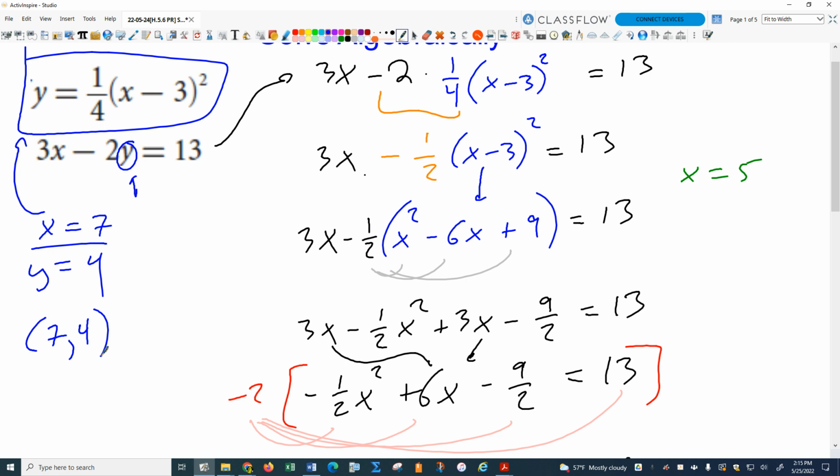How about my other option? I've got x equals 5. If I plug that into the top one, 5 minus 3 is 2. Squared is 4. Times 1/4? 1. So I also get the ordered pair 5, 1.